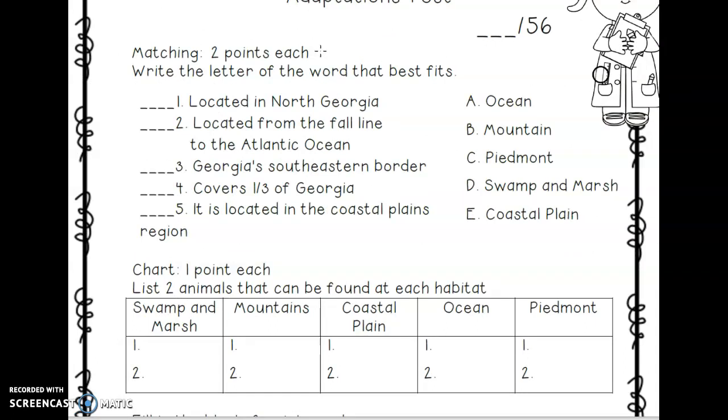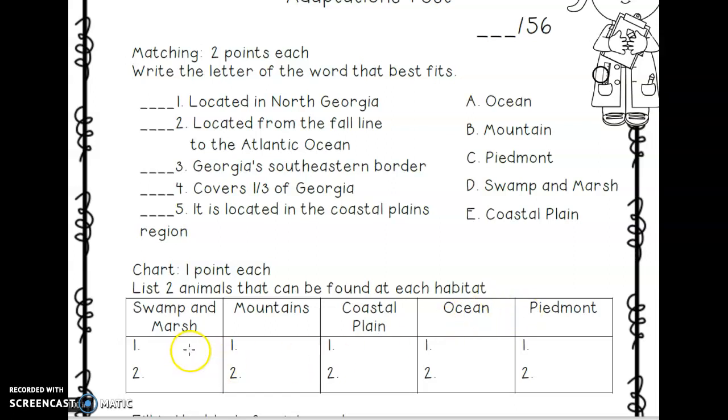Okay, now let's look at a chart. We're going to list 2 animals that can be found in each habitat. So take a moment to jot down the animals that you think live in each habitat. The swamp and marsh, the mountains, the coastal plains, the ocean, or the Piedmont. Now I'll go through and give you some examples of animals that live in each. If yours are different, that's okay.